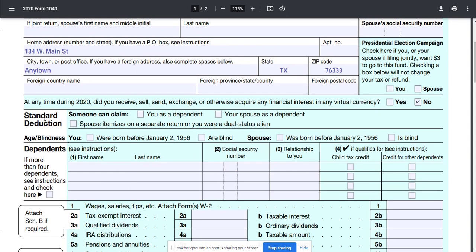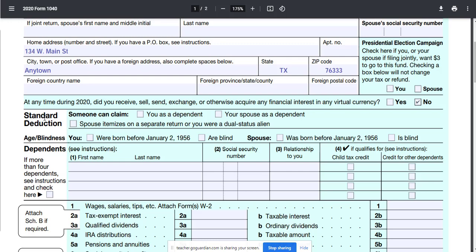So now let's go on to the next bit. Standard deduction. Can someone claim you as a dependent? No. You are independent from your parents at this point, and you do not have a spouse, so you don't have to worry about the next 2 questions. So there's no checks on that row.